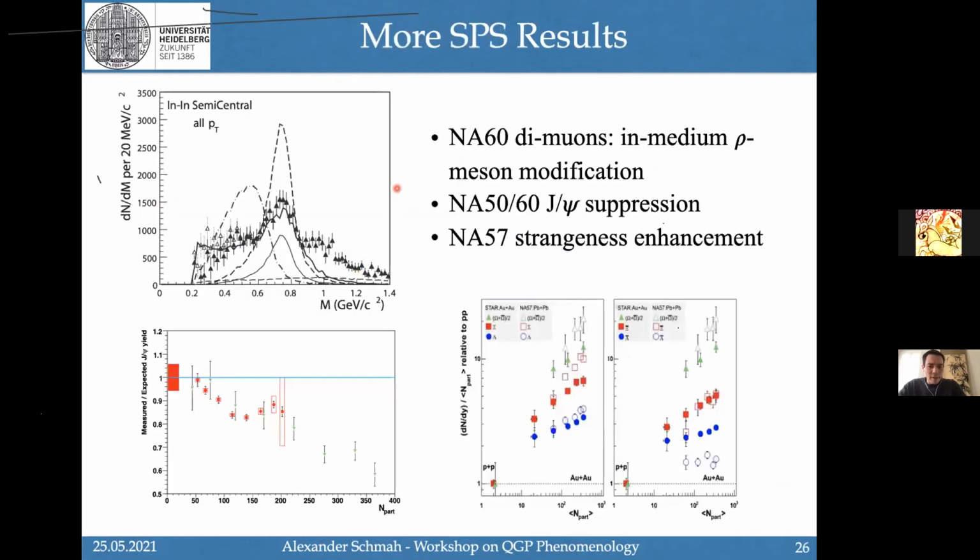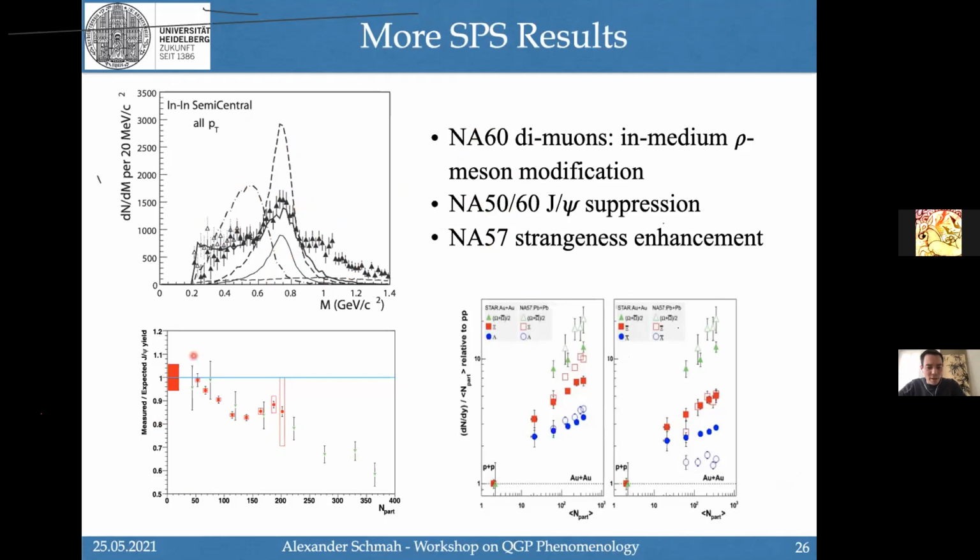So more SPS results from NA60, NA50, NA57 are shown here. Just briefly want to comment on them. So here you see the dimuon spectrum after background subtraction. You see the rho in comparison to model calculations. And here the in-medium rho modification was discussed, chiral symmetry restoration, and so on.